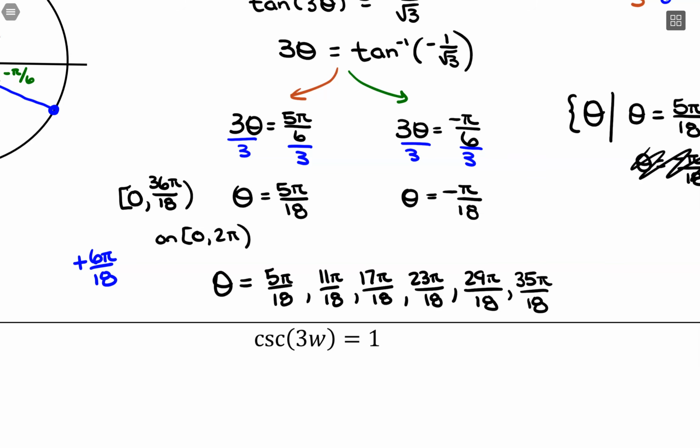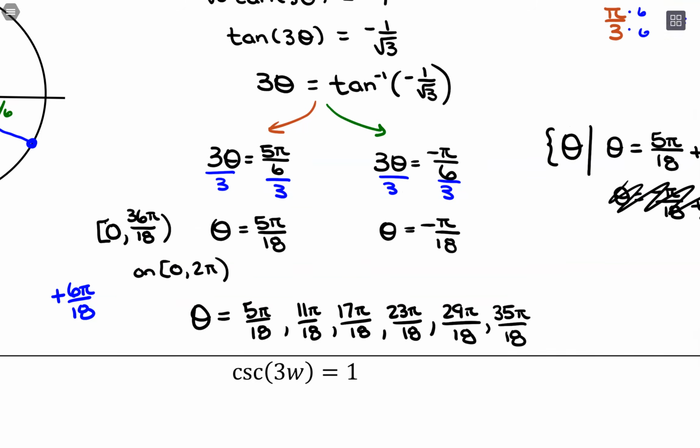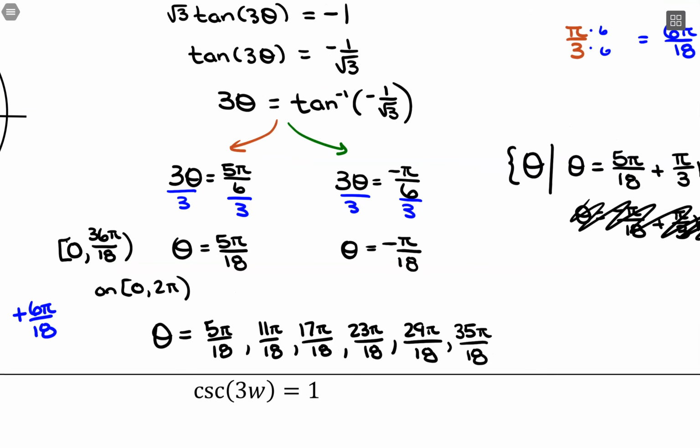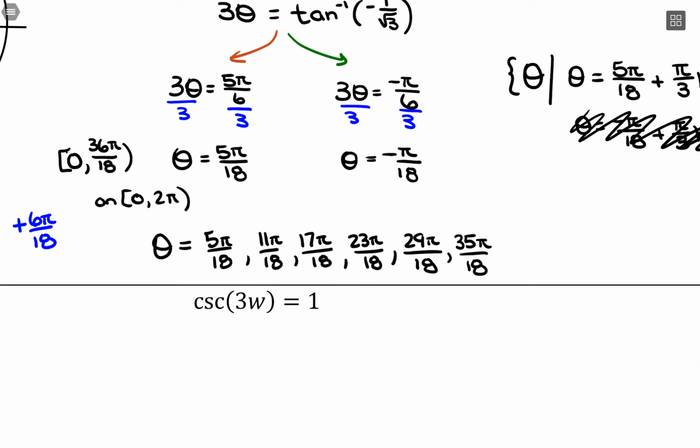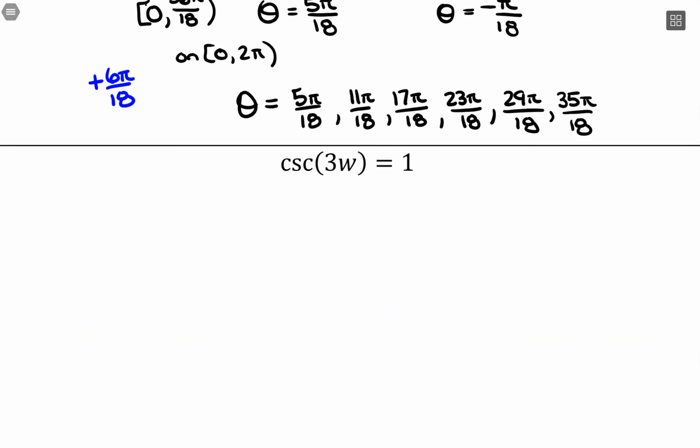So it takes a little fraction work here, but as long as you can make your equivalent fractions, it's just making those intervals and then knowing the limit to where 2 pi is based on that denominator. All right, let's look at one more here. That was a tough one. This is a nice one to end on.